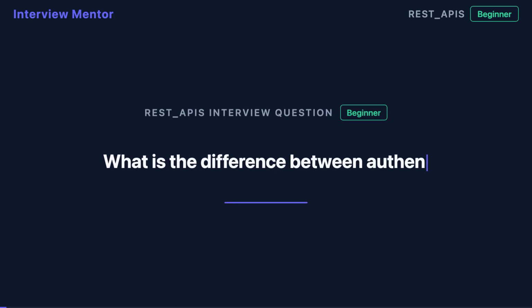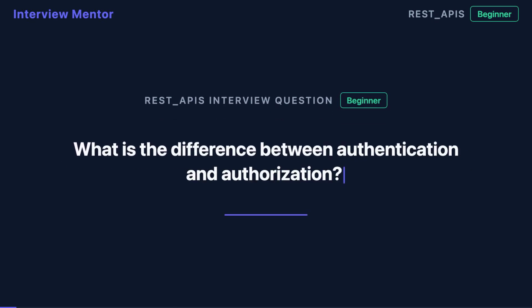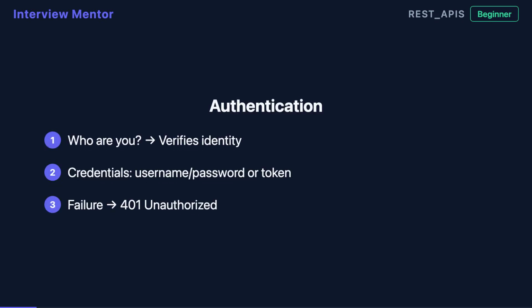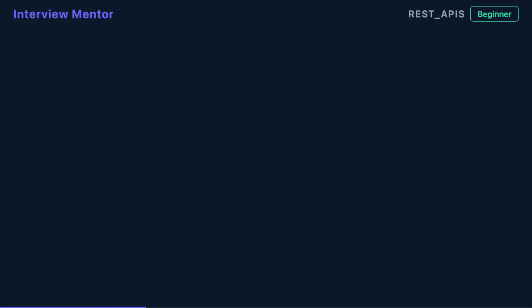Most developers mix up these two terms, and the confusion creates real security holes. Authentication answers one core question: who are you? When a user submits credentials, a username and password, your server verifies their identity. If the credentials match, the user is authenticated. In REST APIs, this often means issuing a JSON web token that the client sends with future requests. If authentication fails, wrong password, expired token, the server responds with 401 unauthorized.